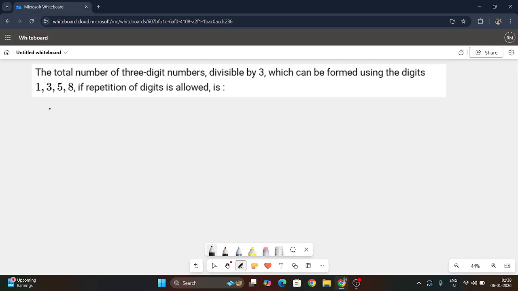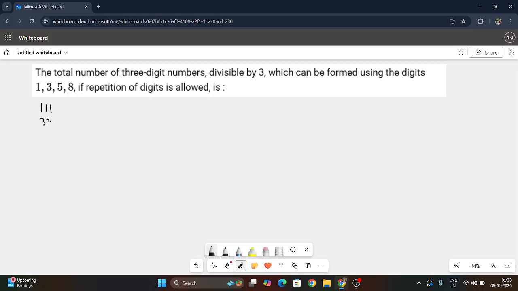So what we can do, first of all we have to understand what the divisibility rule is. The divisibility rule is that you are taking a 3 digit number. Okay, so whatever number you are making, the sum of all the digits should be divisible by 3. This is the divisibility rule of 3. So, repetition is allowed. So let's take first 1, 1 and 1. 1 plus 1 plus 1 is 3, divisible by 3.